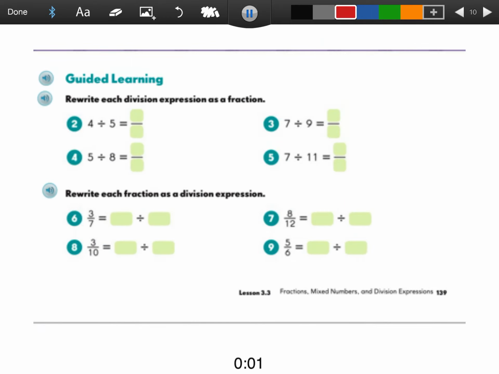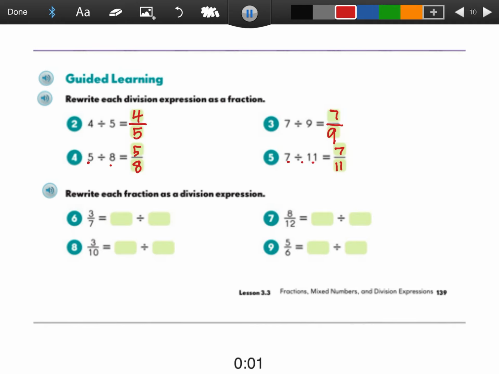So now we're going to rewrite each division expression as a fraction. 4 divided by 5 is 4/5. 7 divided by 9 is 7/9. 5 divided by 8 is 5/8. 7 divided by 11 is 7/11, which makes me hungry.